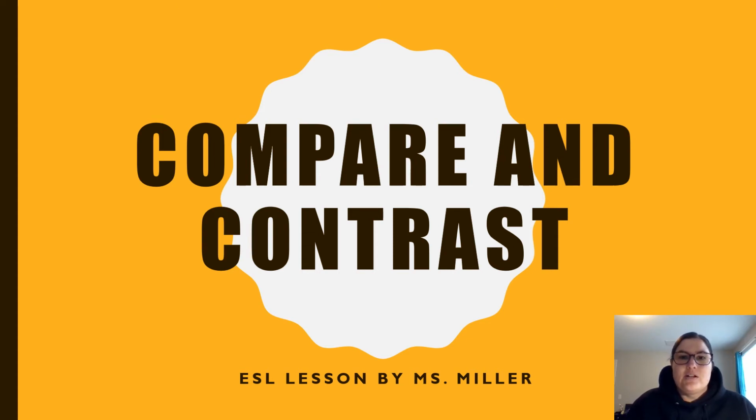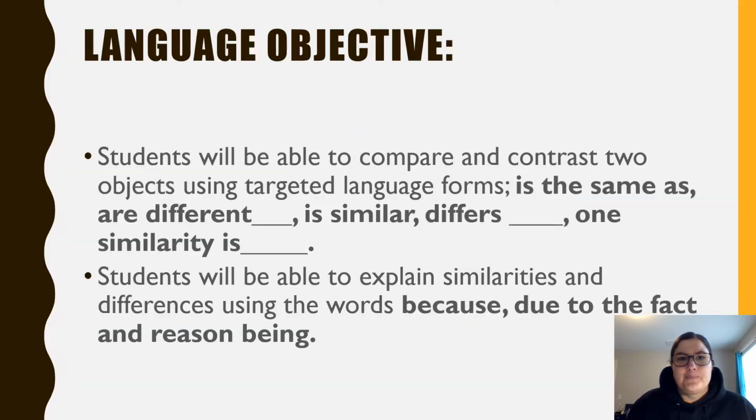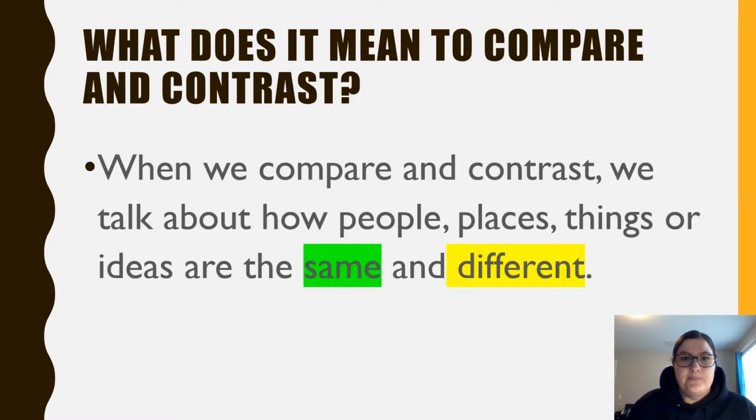We're going to be doing a lesson on compare and contrast today. Here's our language objective. Students will be able to compare and contrast two objects using targeted language forms: is the same as, are different, is similar, differs, one similarity is. And students will also be able to explain similarities and differences using the words because, due to the fact, and reason being.